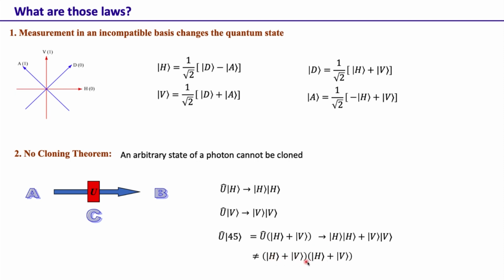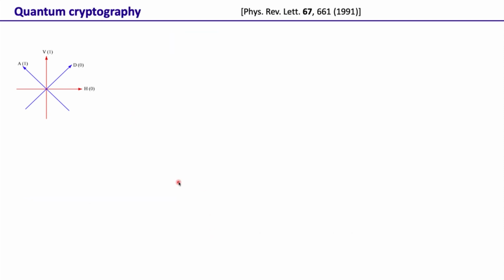And if we had gotten this, then it would have meant that yes, it had cloned this 45-degree polarized photon. So this is not equal to a 45-degree polarized photon. So the machine that can clone H and V cannot clone a 45-degree polarized photon. So that's the very simple proof that shows that an arbitrary quantum state cannot be cloned. Of course, in a two-dimensional basis, we can clone H, we can clone V, but an arbitrary quantum state cannot be cloned.